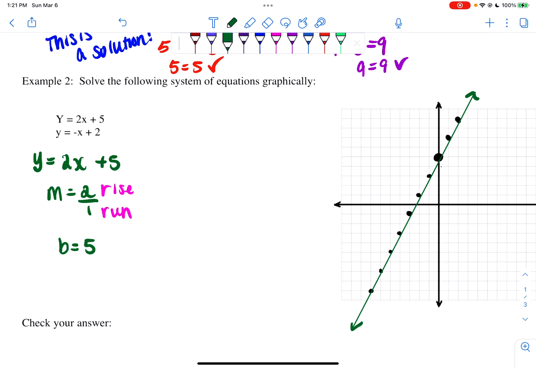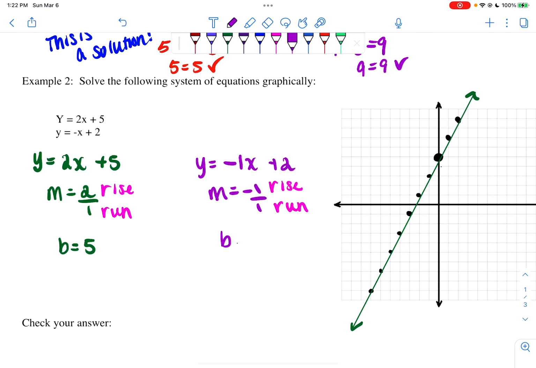Now I have y equals negative x plus 2. What I'm going to do, though, is put a 1 in front of that negative 1x. That way I know that my slope is negative 1, so my slope is negative 1 over 1. Negative 1 is my rise, so I'm going to go down 1, and then go right 1. And my y-intercept is 2, so I'm going to plot a point at 2.